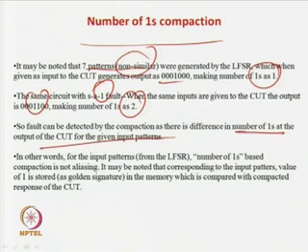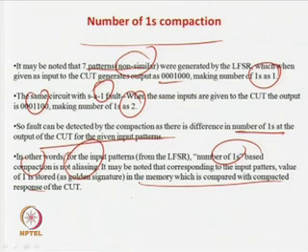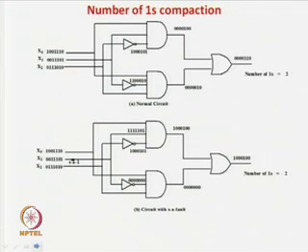So, we can say that number of ones based compaction is non-aliasing, because in this case the fault could be detected; it is non-aliasing for the fault. It may be noted that the value corresponding to the input values is stored as a golden signature in the memory, which is compared with the response of the circuit. That is a single bit response compaction, but the more important thing here was that the fault could be detected.